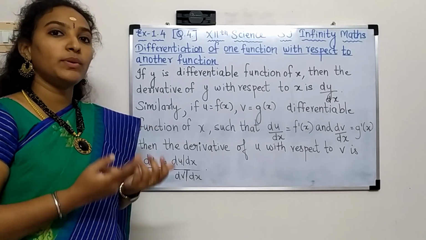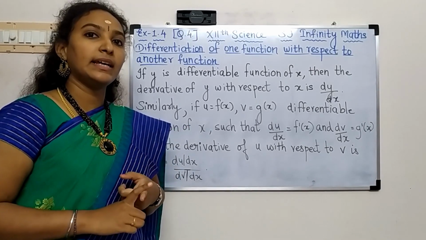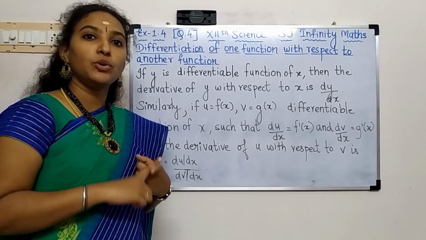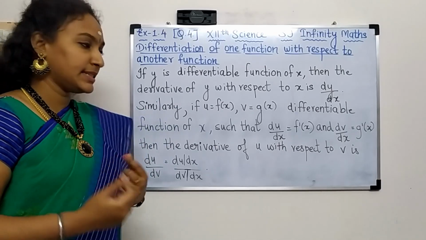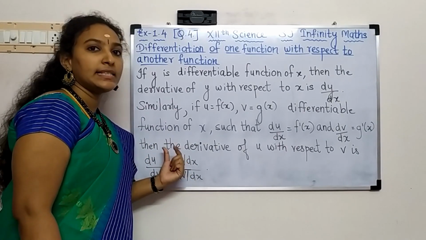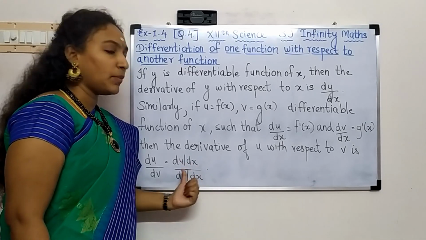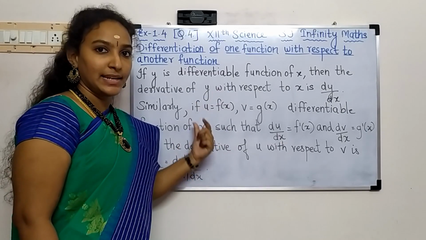Okay, we have two different functions. One is to be considered as u and the other as v. Differentiate u with respect to x, then differentiate v with respect to x, then find du by dv using this formula, that is du by dx upon dv by dx. Okay, hope the explanation is clear now.